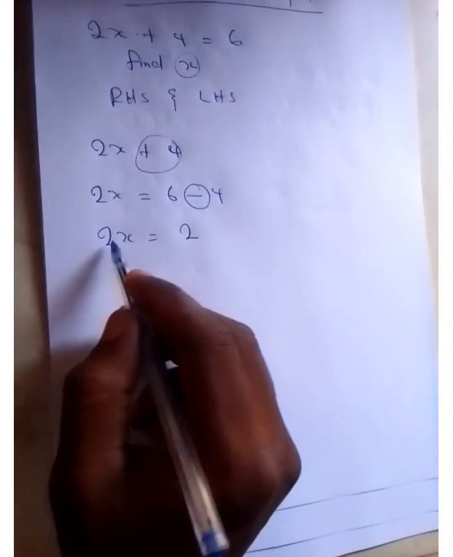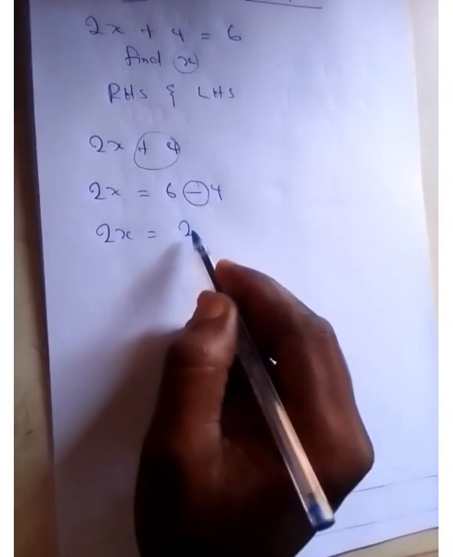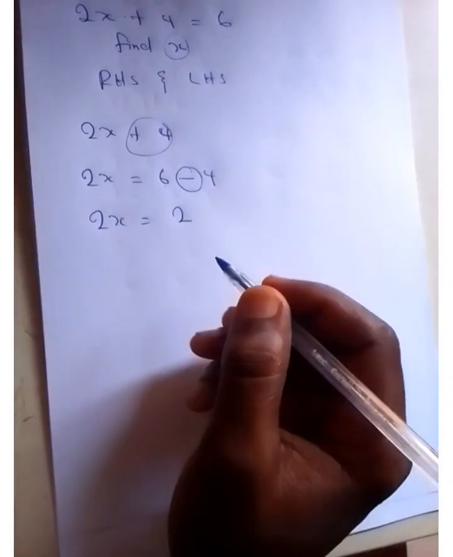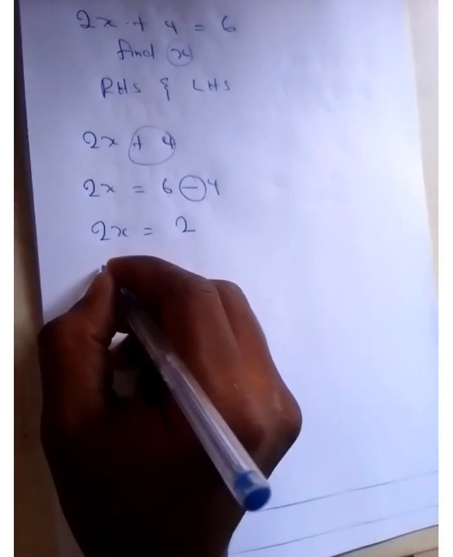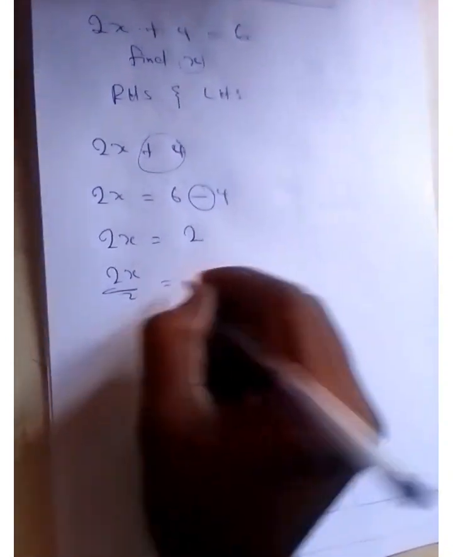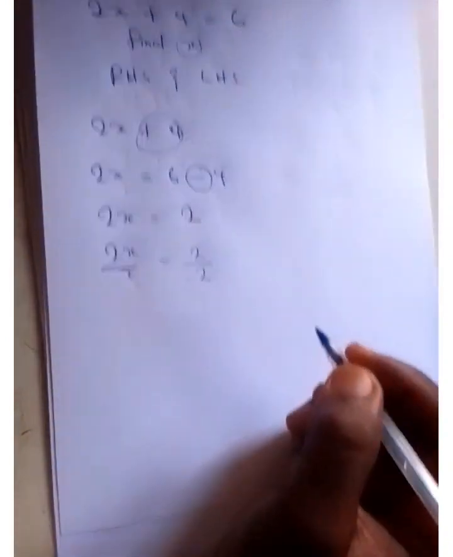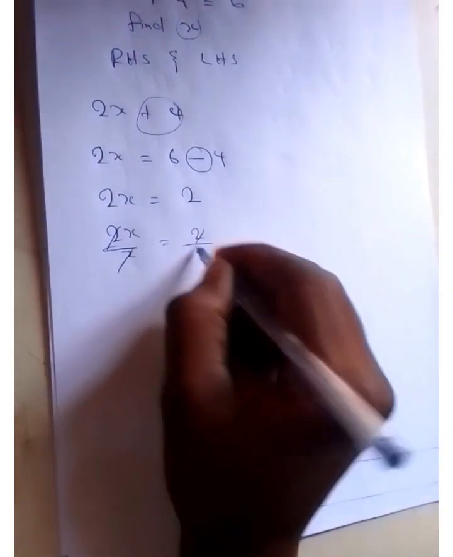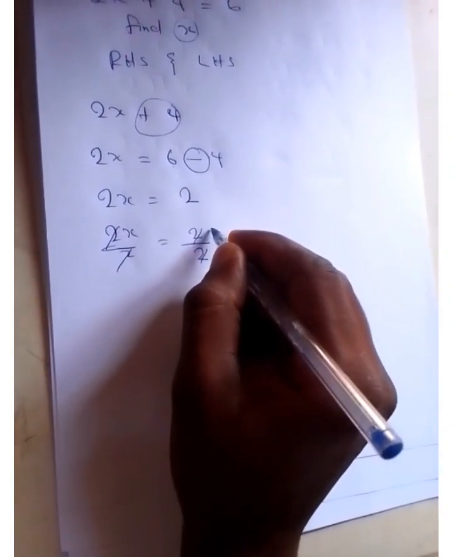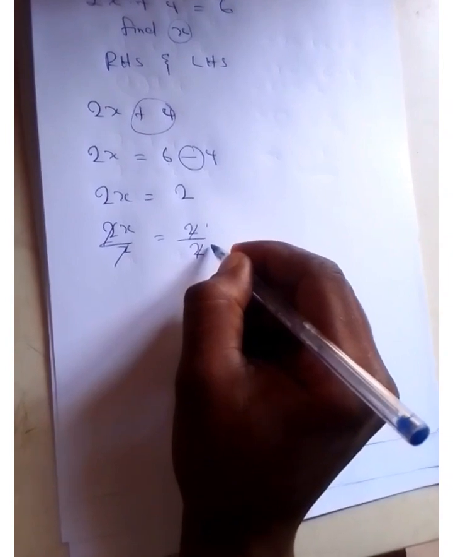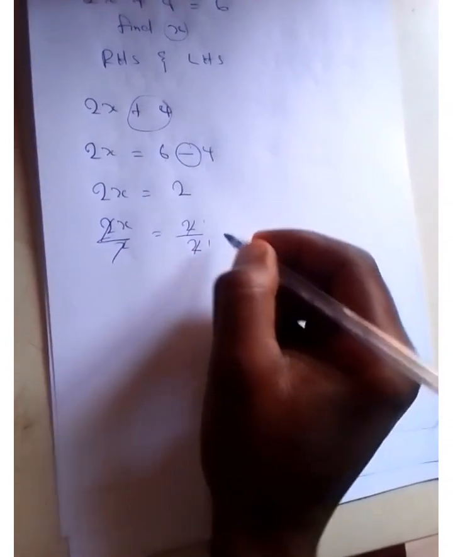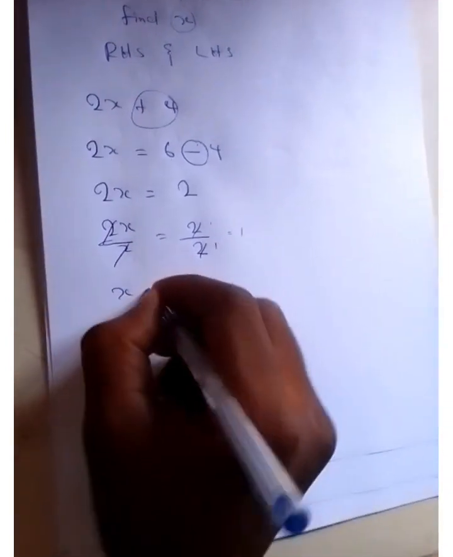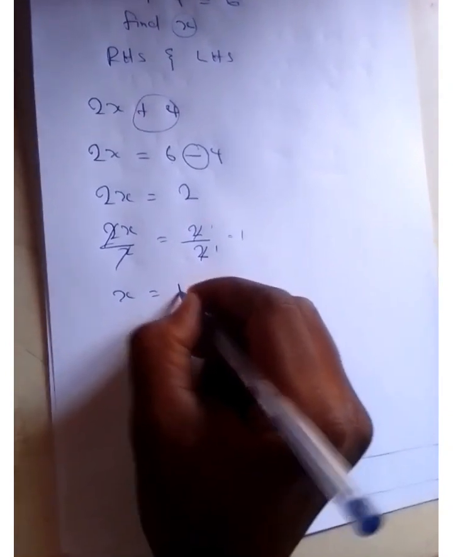Now we still have positive 2x = positive 2, isn't it? The next thing to do is divide both sides by 2. So we have 2x divided by 2 is equal to 2 all over 2. Alright, so 2 will cancel 2, and then 2 over 2 we are left with 1, isn't it? 1 all over 1, which is equal to 1. So we have x = 1.